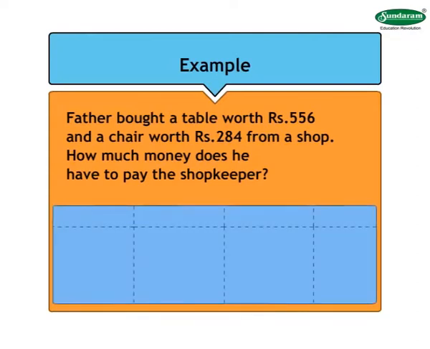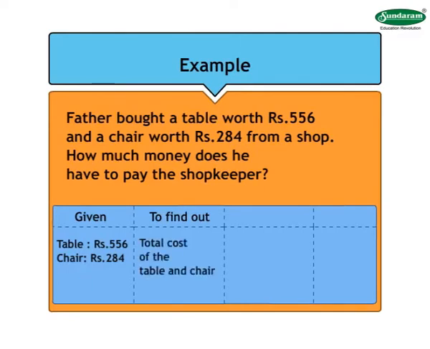The first step is to write what is given. Here, the cost of the table, that is rupees 556, and the cost of the chair, that is rupees 284, is given. The next step is to find out what is the question asked. Here we have to find the total cost of the table and chair. The next step is to find the operation involved. Since we have to find the total cost of the table and the chair, the operation involved here is addition.